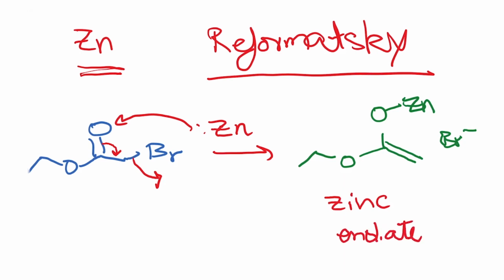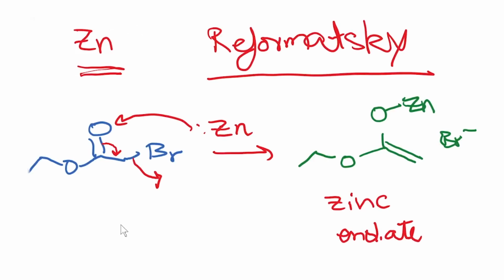Alpha bromo ketones and alpha bromo esters can be easily synthesized from readily available starting materials. So making this compound is really easy, and then you just add some zinc and you produce a zinc enolate. It's a fairly mild process. You don't need to use a strong acid or a strong base to generate the enolate, and therefore this reaction is quite popular. Once you generate this enolate, it can be reacted with an aldehyde or a ketone.